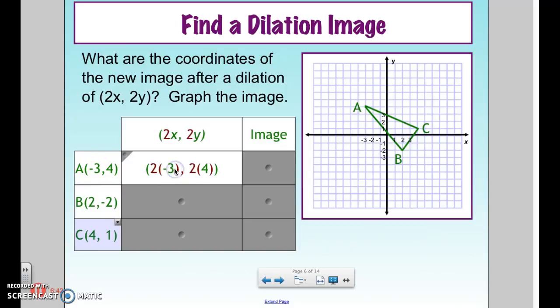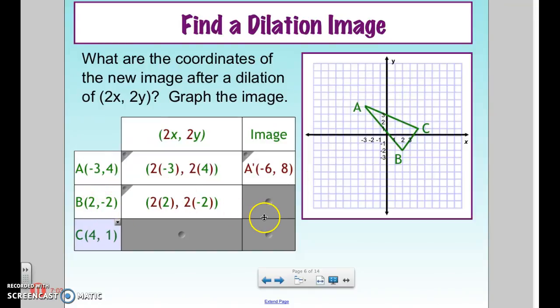If I take and times 2 by -3 and the 4 by 2, the 2 coming from our rule, then I can get my final ordered pair to be -6, 8. I've just doubled the values. For B, if I have 2 and -2, again I'm going to times both values by 2. So 2 times 2 and 2 times -2 will give me B prime as 4, -4.